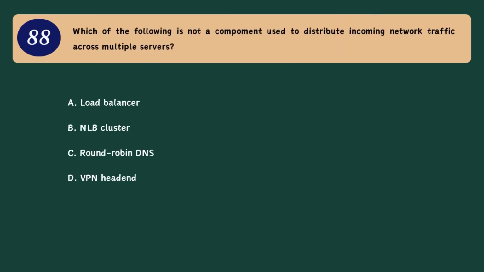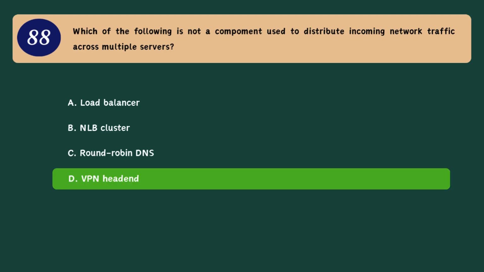Question 88. Which of the following is not a complement used to distribute incoming network traffic across multiple servers? A. Load balancer. B. NLB cluster. C. Round-robin DNS. D. VPN headend. Correct answer. D. VPN headend.